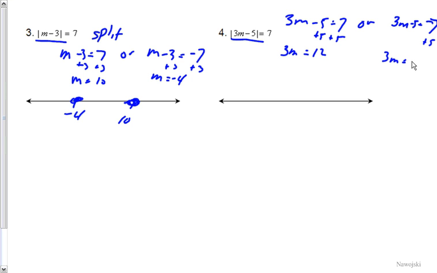equals, luckily, what is -7 plus 5? That's -2. Didn't come out nice. Divide by 3 on all of these. You get m equals 4. That one's nice. And m equals -2/3. Not nice. That's okay. 4 and -2/3.